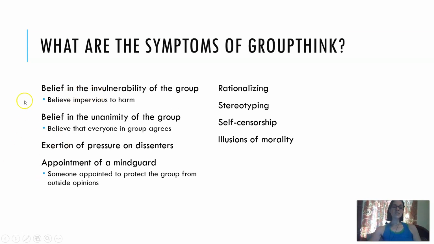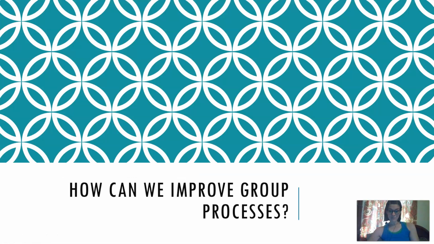As I mentioned some of these symptoms before, I mentioned the invulnerability, the unanimity, pressure on dissenters, mind guards. Not only are they trying to quash dissent within the group, they're trying to protect the group from outside opinions. We will have rationalizing, we're doing the right thing, rationalizing why we're making these bad decisions, stereotyping anybody that's outside of the group, self-censorship, and I've mentioned the illusion of morality.